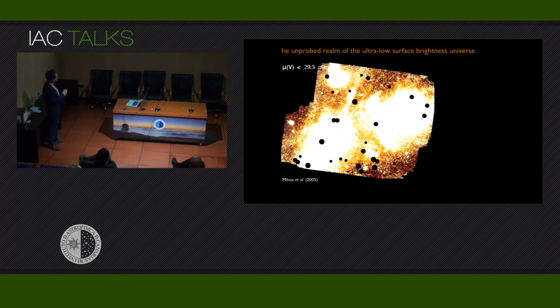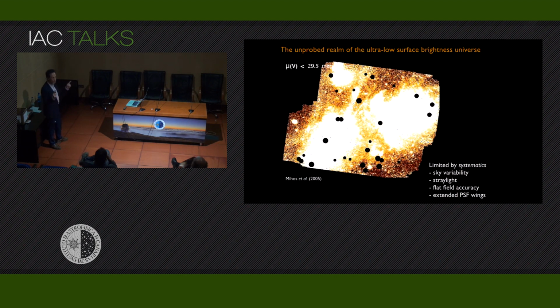This is an amazing image of the Virgo cluster using a Schmidt telescope by Chris Michels. The problem with this is that it is limited by systematic errors. First, you have the sky, which is changing on scales of minutes, hours, and different positions. You have stray light contamination, like here. You have light here that will go into the field of view. You also have problems with the flat fielding. You don't know whether you have over-subtracted here and under-subtracted here, because the scales are so large, and you cannot really control the accuracy of the flat fielding.